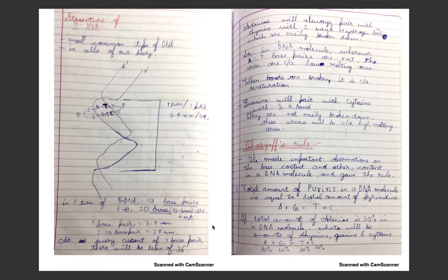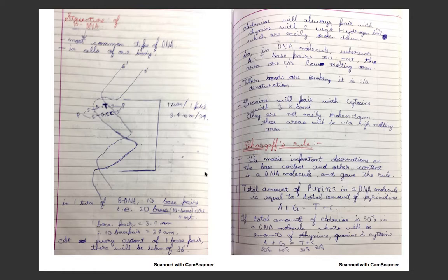Now, one base pair has the length of 3.4 nanometers, so 10 base pairs, that is one turn or one pitch, will have 34 nanometer length. At every ascent of one base pair, since 10 base pairs complete a 360-degree rotation, every one base pair will turn 36 degrees.